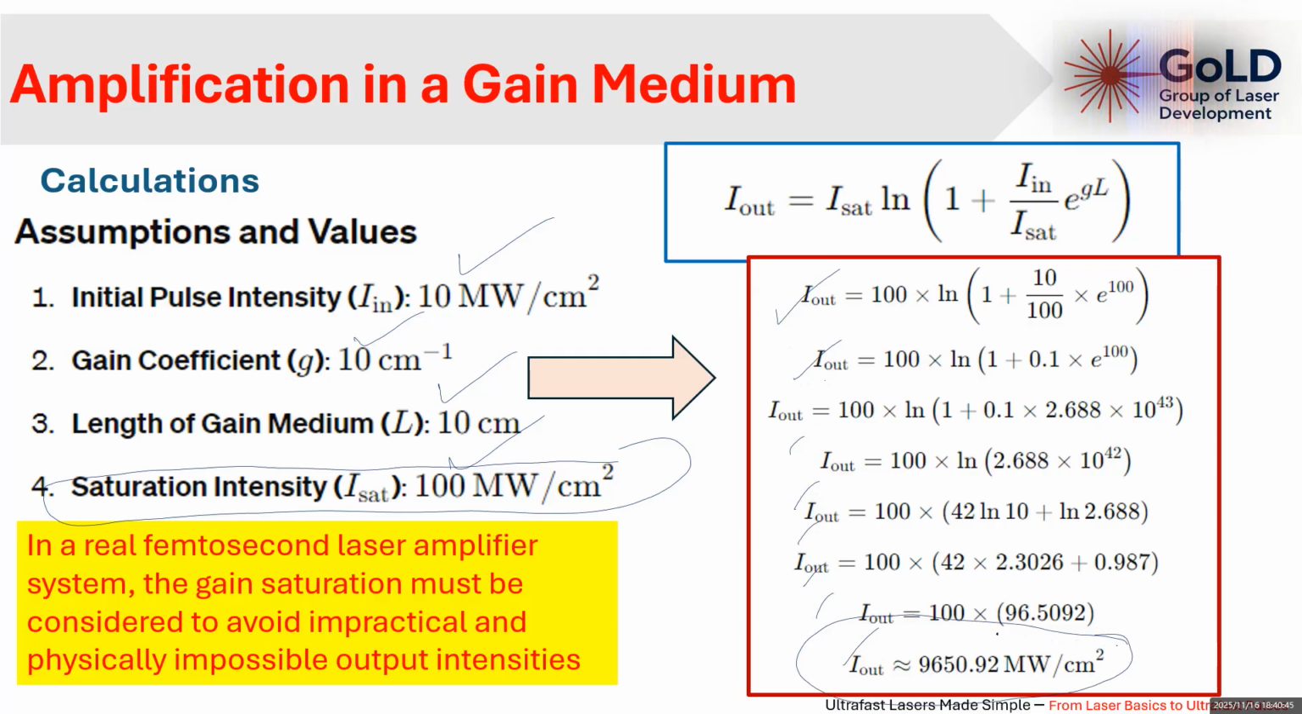megawatts per centimeter square. How much was the input intensity? The initial intensity was 10 megawatts, so from 10 megawatts it's 9600 megawatts almost. So if you use this equation, you can calculate how much intensity we get at the output if the input intensity is whatever value is given here.